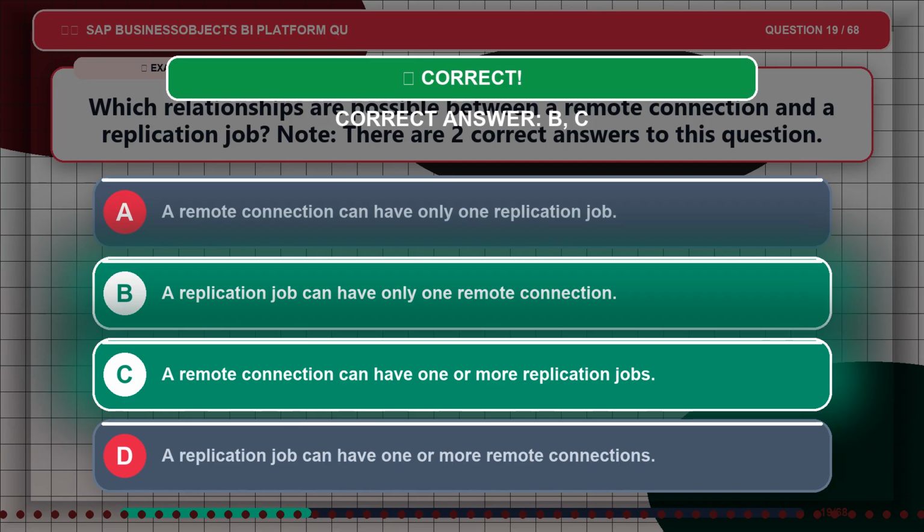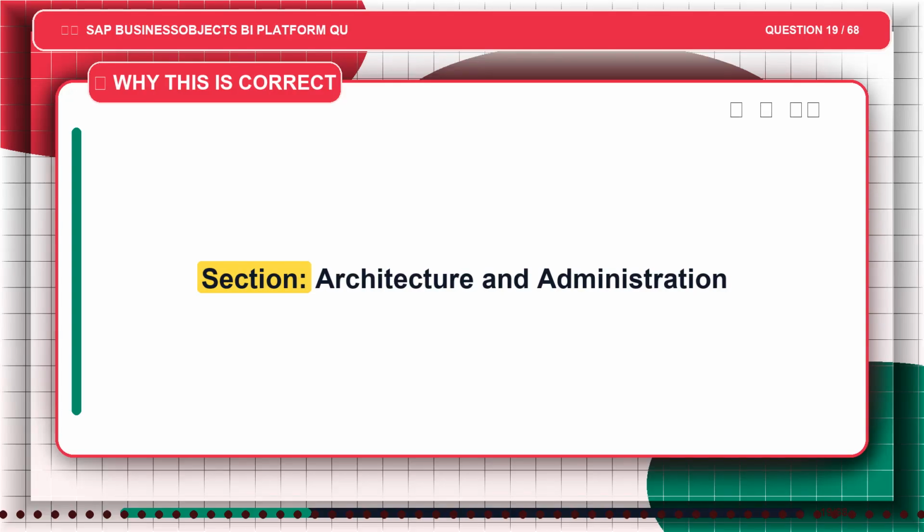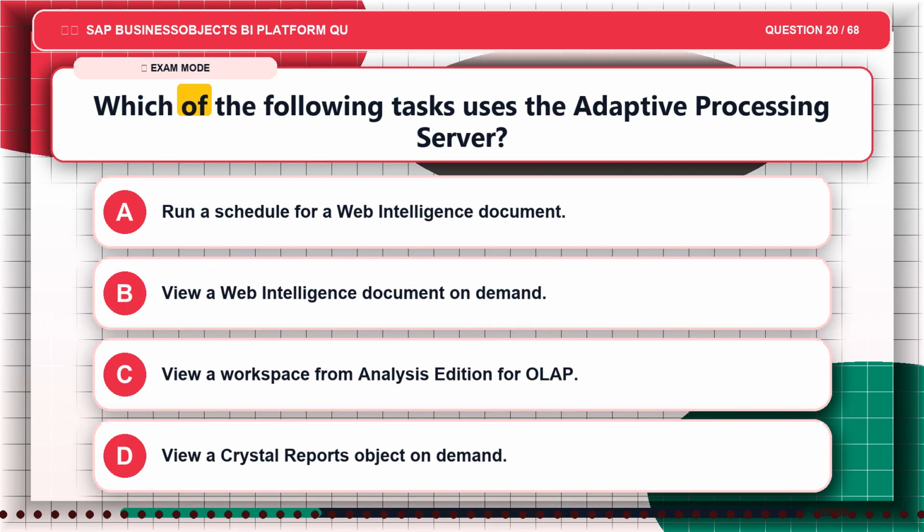The correct answers are options B and C. A replication job can have only one remote connection. A remote connection can have one or more replication jobs. Section, Architecture and Administration. Question 20. Which of the following tasks uses the adaptive processing server?